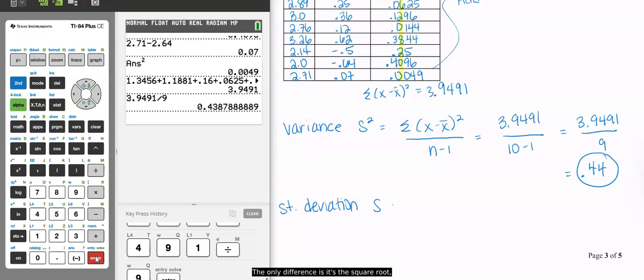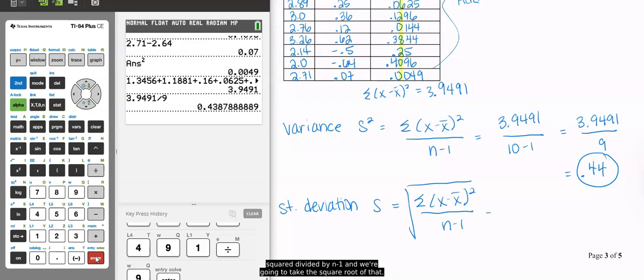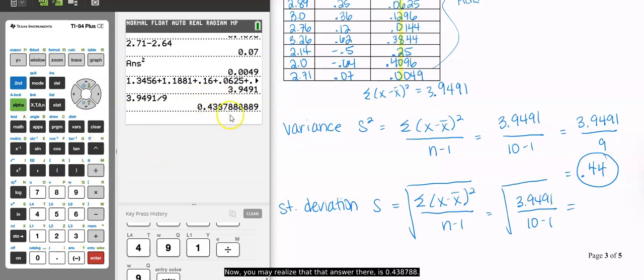The only difference is it's the square root. So the sum of the deviation squared divided by n minus 1, and we're going to take the square root of that. So I have, again, 3.9491 divided by 10 minus 1, and I'm going to take the square root of this thing. Now, you may realize that that answer there is 0.4387, 88, and so on. We do want to take the square root of this non-rounded answer. If we take the square root of 0.44, there may be a rounding issue.